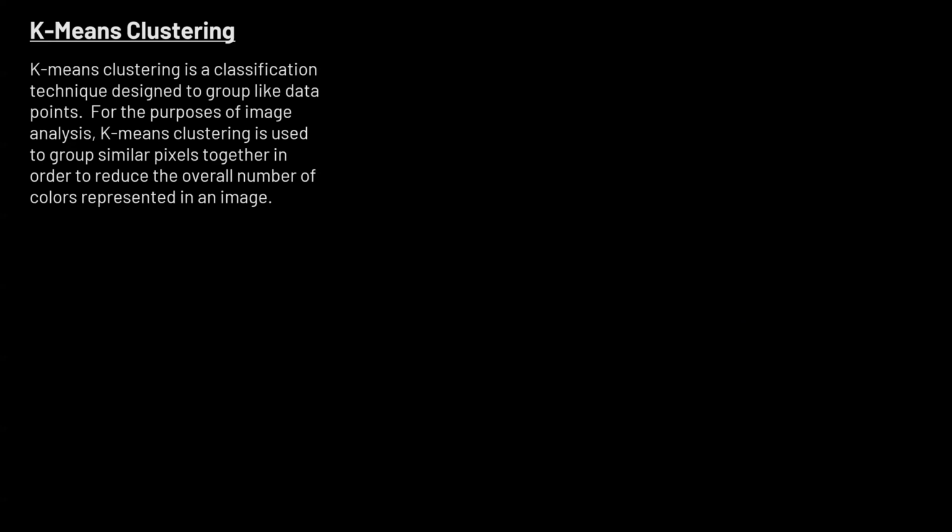So in the RGB color space, there's 256 possible values for the red channel, 256 for the green channel, and 256 for the blue channel, which means 256 to the third power. There are 16,777,216 possible unique colors in the RGB color space.